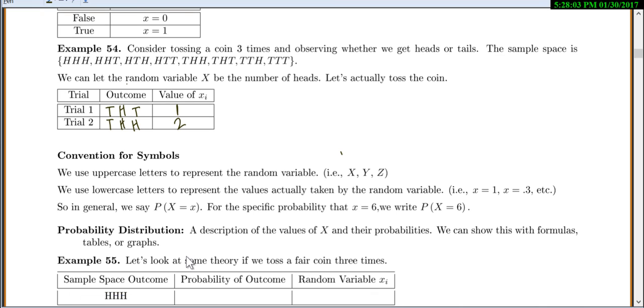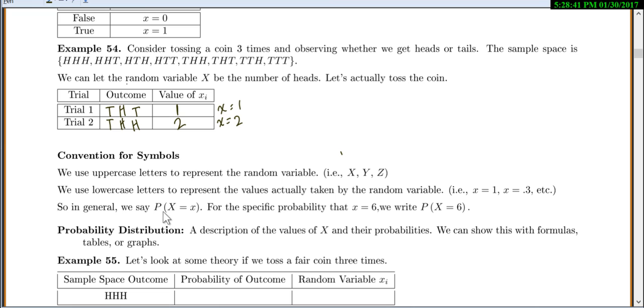Now a lot of this class is just keeping track of all of your symbols and making sure you're using the right one. So we will use the uppercase letters X, Y, Z to represent our actual random variables. And when you have a big X, that kind of means this is a random variable. I don't know what the value will be. We use lowercase letters to represent the values actually taken by the random variable. So like little x equals 1, little x equals 0.3, etc. So up here, this would be little x equals 2. And I always have to do a kind of curved little x so I can keep them straight. Or little x equals 1.